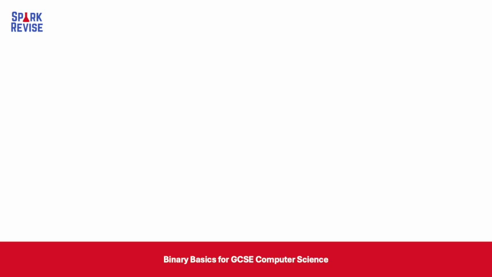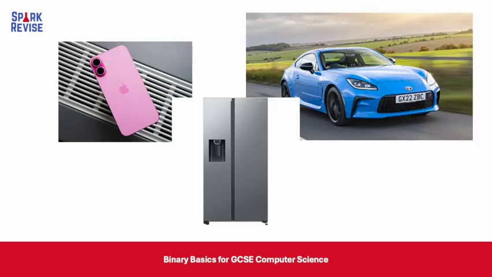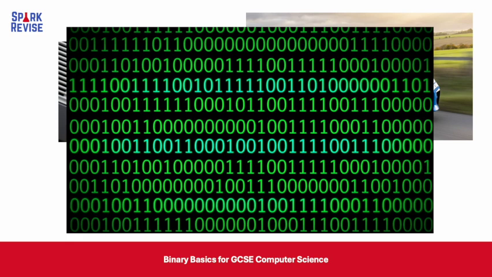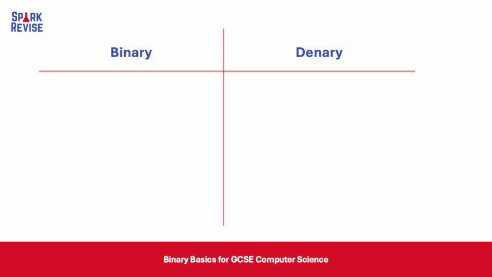So computers are everywhere, your phone, your car, or even your fridge. But have you ever wondered how they actually store numbers? Because they don't use our normal counting system. Instead, they use something called binary. In this video, we're going to break down binary numbers step by step. You'll learn how to convert numbers between binary and denary, how to add binary numbers together, and even how binary shifts work. By the end, you'll understand exactly how computers handle numbers.